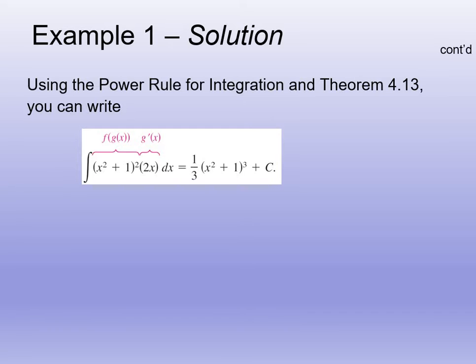It's a power rule for us. And we can see that we have g prime of x, that's the 2x. So hopefully you're starting to recognize the pattern here. So I undo the power rule with the x squared plus 1 quantity squared.